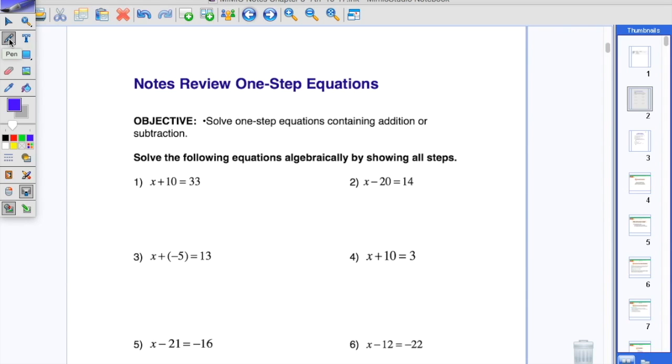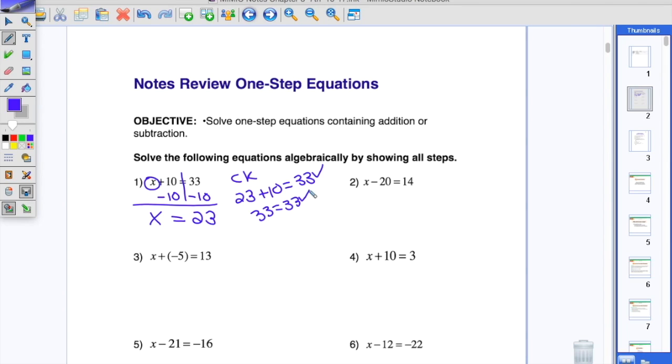Number 1 says x plus 10 is equal to 33. We want to find out what the x is. So since it's addition, we're going to undo the operation by subtracting 10 on both sides. And that's both sides of the equal sign. So we are left with x is equal to 23. If we were to check our work, we can replace the x with 23, add 10 to it, and we get 33. So it checks out because 23 plus 10 is 33.